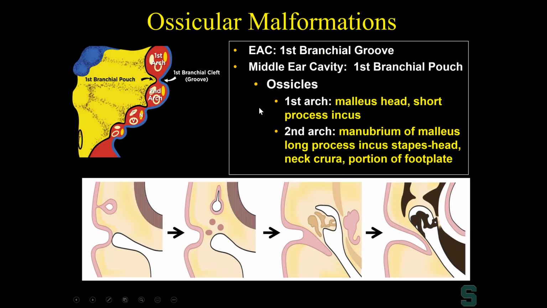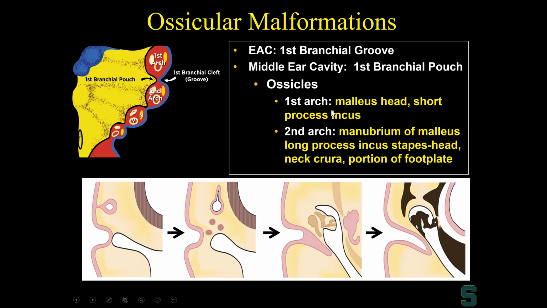The next thing that we'll talk about are various ossicular malformations. Now, the ossicular malformations can be a little bit confusing, but what I want to do is try to explain it to you in, hopefully, easy embryological terms. We said earlier that the external auditory canal is formed by the first branchial groove. The middle ear cavity forms from the first branchial pouch. And the ossicles have dual formation. Some are formed from the first arch and some are formed from the second arch.